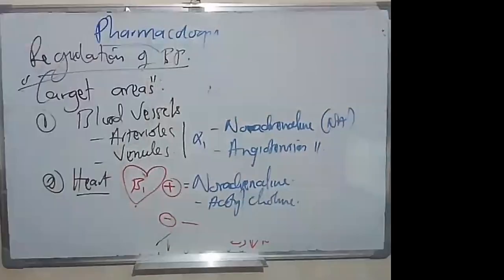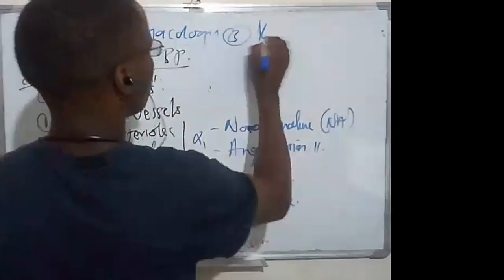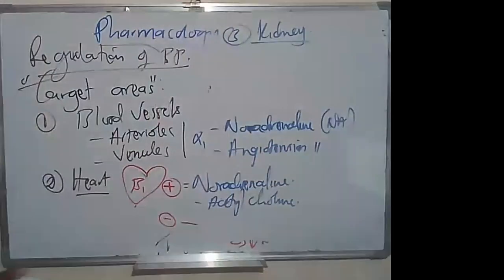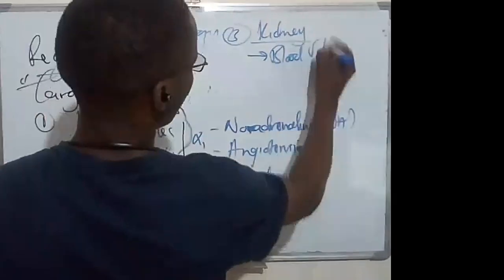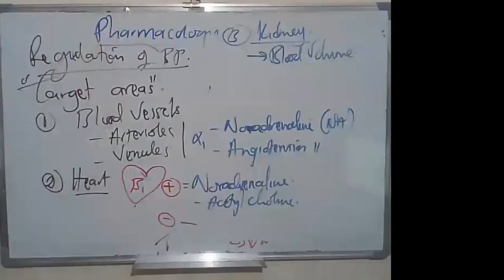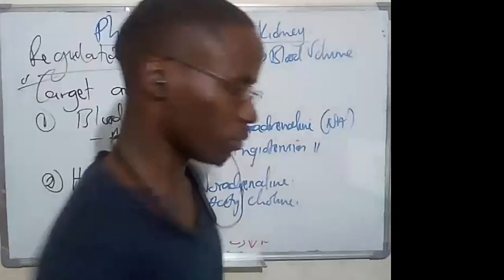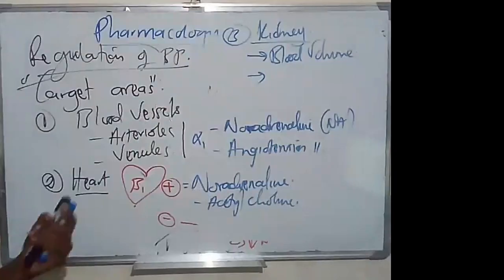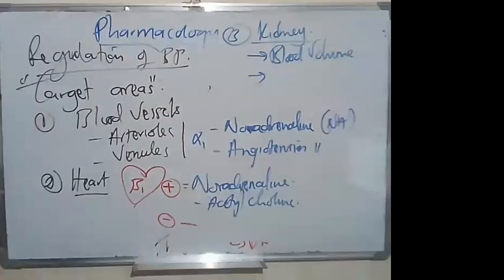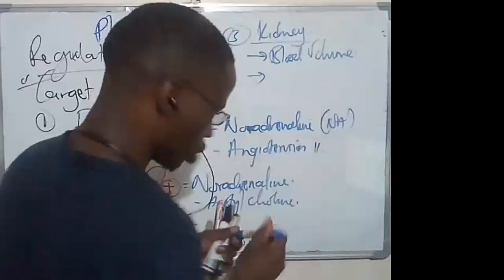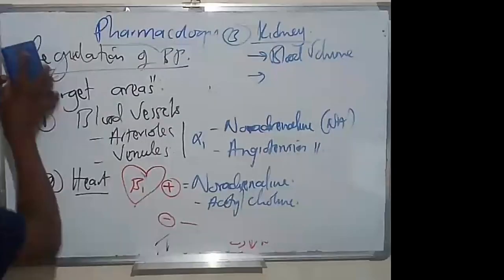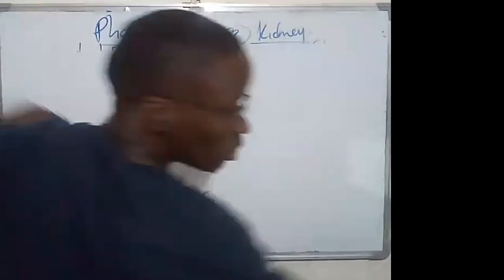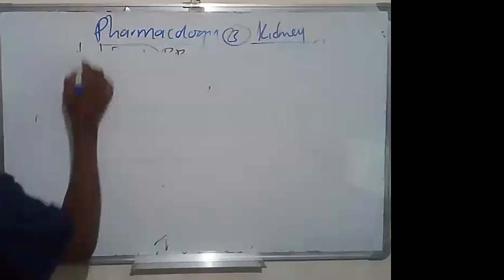Now, I wanted to talk about the third target area. The third target area is the kidney. The kidney has to do with blood volume. Now, how exactly is the kidney involved in blood volume regulation? Other than just blood volume, it also helps on the blood vessels as well as on the heart. So we shall see further. Let's look at the kidneys. What happens with the kidneys for us to be able to regulate our blood pressure?